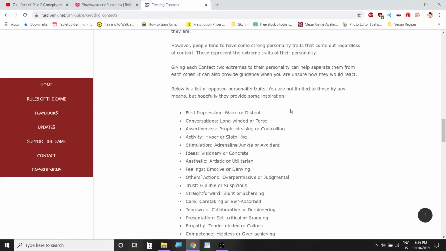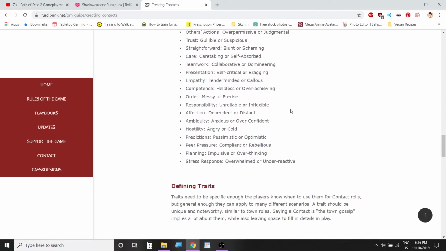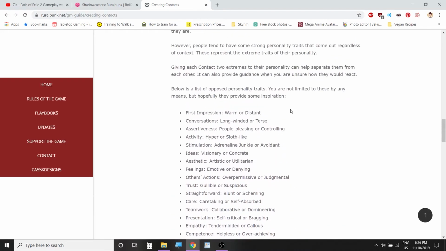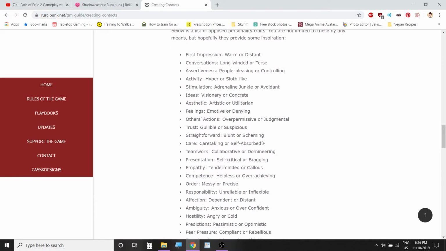So how the extremes work is there's these general areas and then the kind of extremes. So like conversations, the person could be long-winded or very terse. So like doesn't like to talk very much. Assertiveness is a good example of extreme. So on the extreme, someone could always be people-pleasing or always be controlling. Activity, very hyper or very sloth-like. Adrenaline junkie or avoiding stimulation. So these are some of the different extremes.